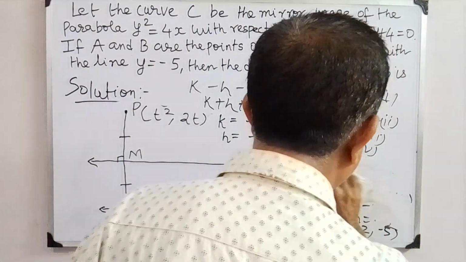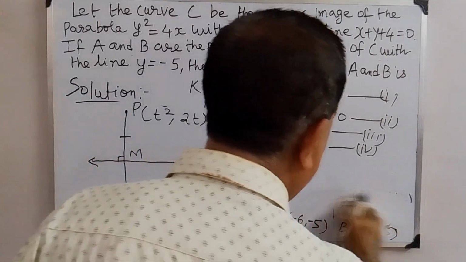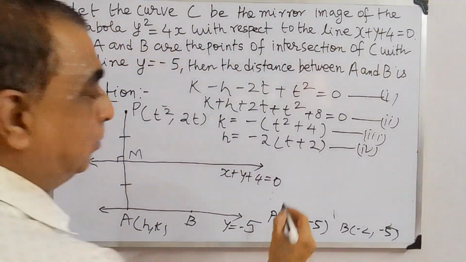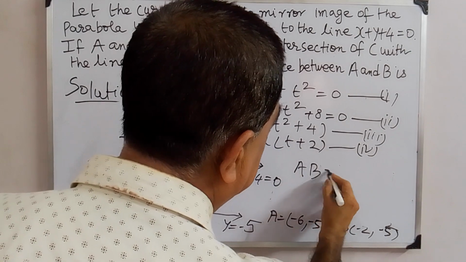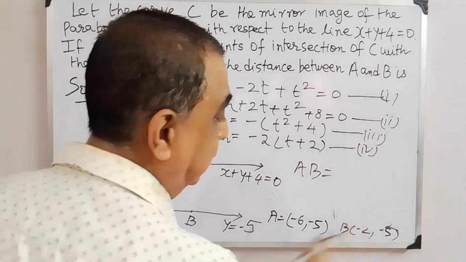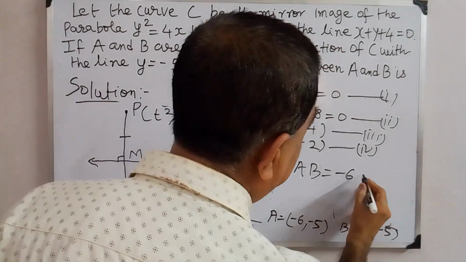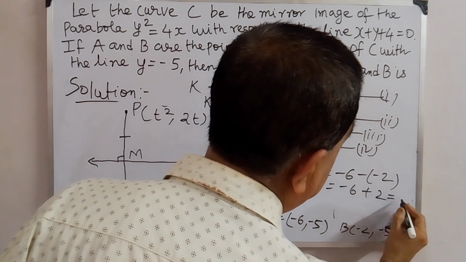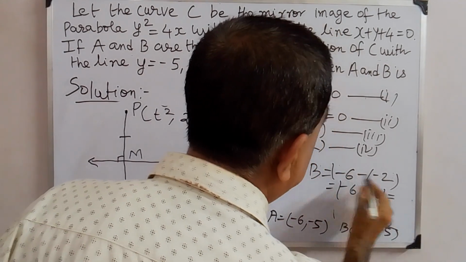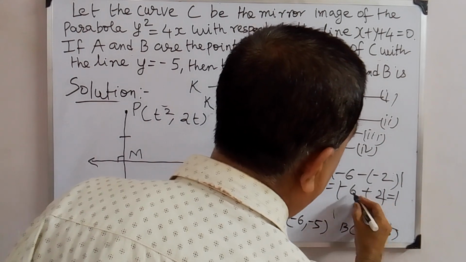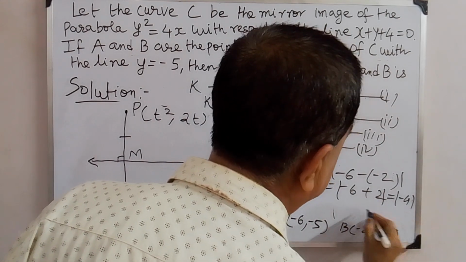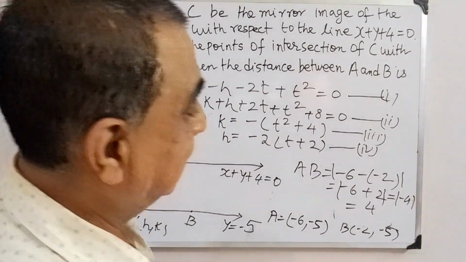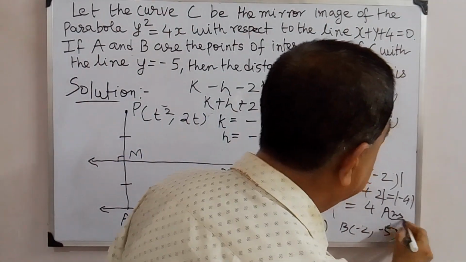So here we have got the coordinates of A and B. What is the distance between A and B? The distance between A and B is the difference of the x coordinates, because the y coordinates are the same. So this becomes the modulus of minus 6 minus (minus 2), which is minus 6 plus 2, that is the modulus of minus 4. So the distance is 4 units. That is the answer: the distance between A and B is 4.